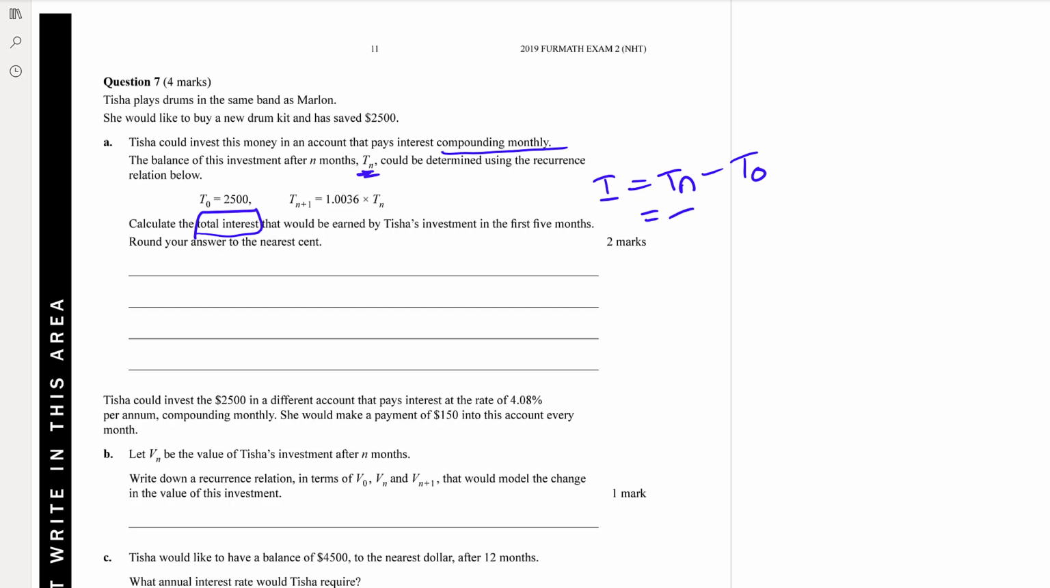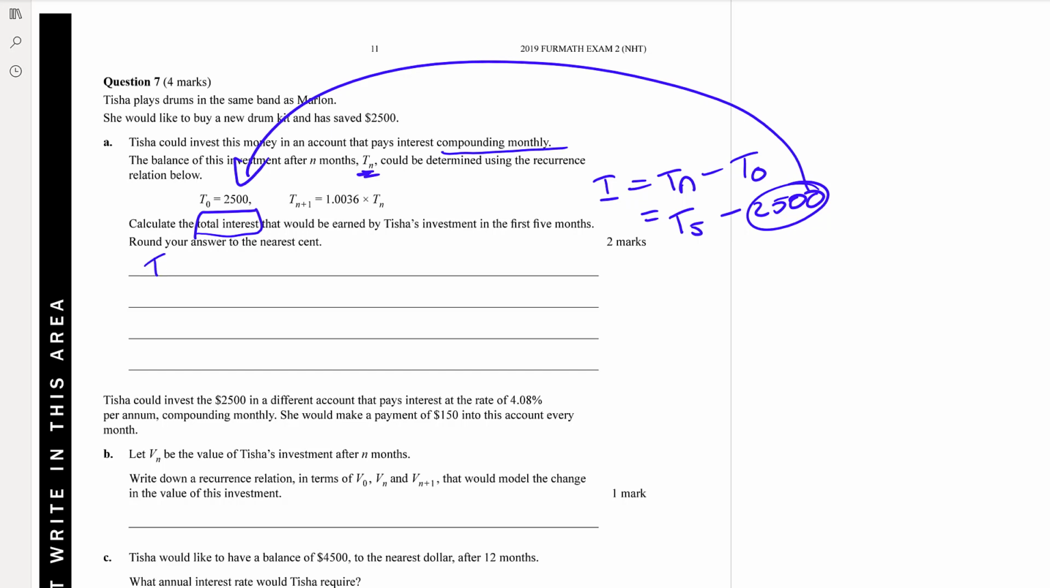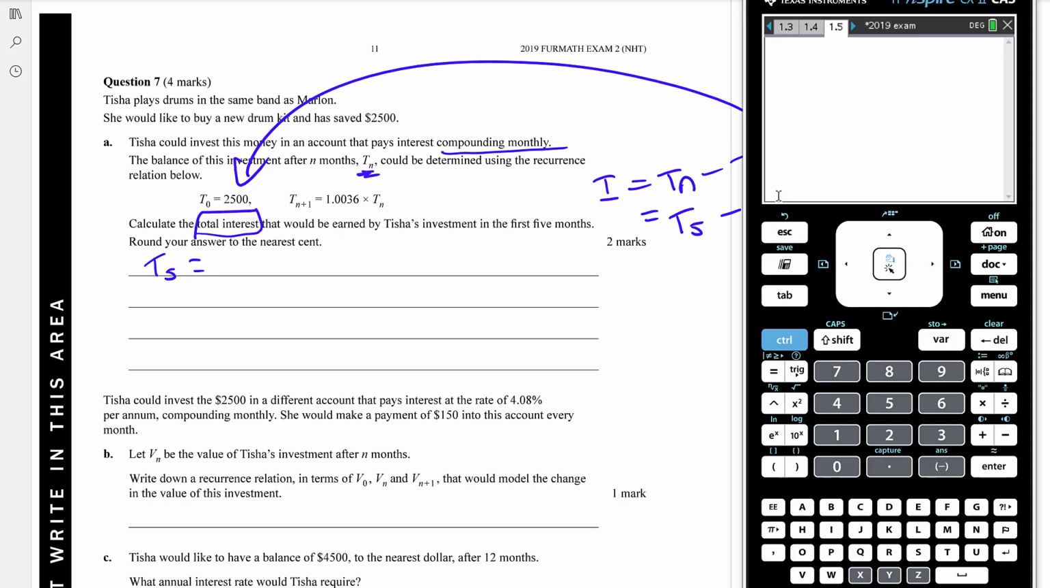So that's going to be the value for T5 minus 2,500. And that becomes across from that there. So that's what we're going to use once we've worked out what T5 is. So I'm literally going to put T5 here equals. Now, how do we calculate T5? I'm going to use a recurrence relation for this.